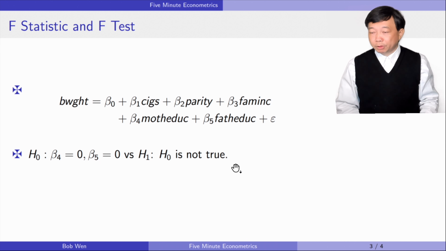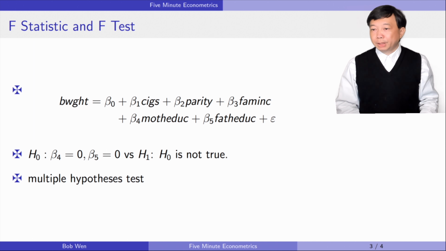If the null hypothesis is true and the two variables have no effect on the outcome variable, they should be excluded from the model. A test of multiple restrictions like this one is called a multiple hypothesis test or a joint hypothesis test. To test multiple exclusion restrictions jointly, we use the F test and F statistics. The idea comes from the unrestricted and restricted models.